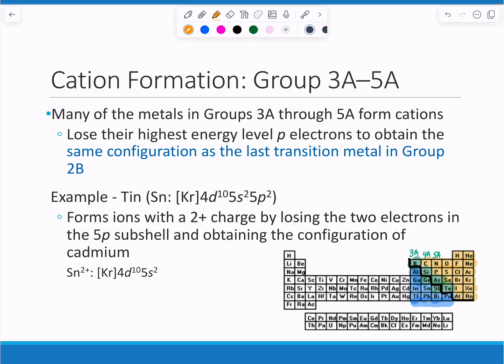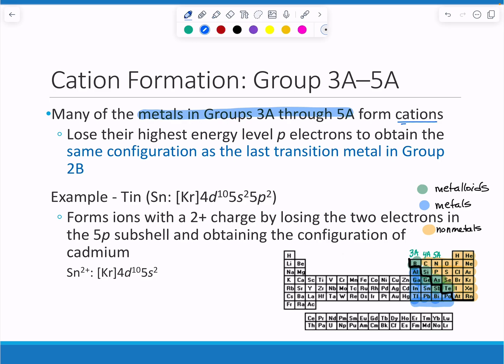So yellow is going to be non-metals, and our blue is going to be metals, and, oops, our green are our metalloids. So what I'm talking about on this slide is going to be the metals in groups 3A through 5A. Those things that are colored in blue are going to form cations.